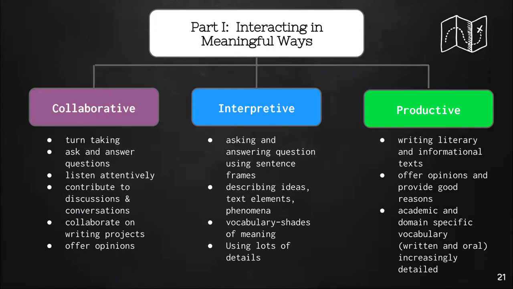And in the interpretive mode, students are asking and answering questions using sentence frames, describing ideas, text elements, phenomena, understanding different types of vocabulary, including shades of meaning, adding details and lots of details. And these are all both orally and in writing. And in the productive mode, they're writing literary and informational texts, offering opinions, and providing good reasons. In the academic and domain-specific vocabulary, they're using that, and it becomes increasingly more detailed.